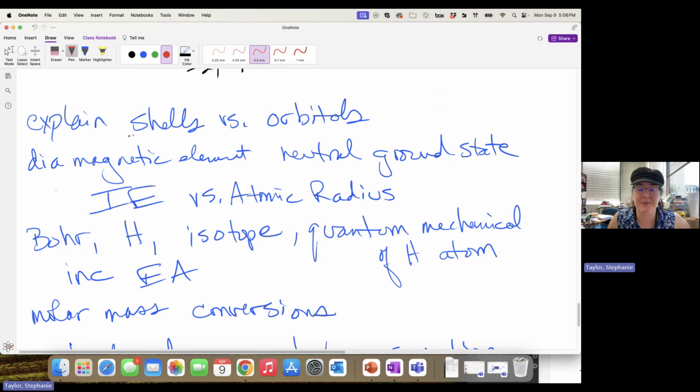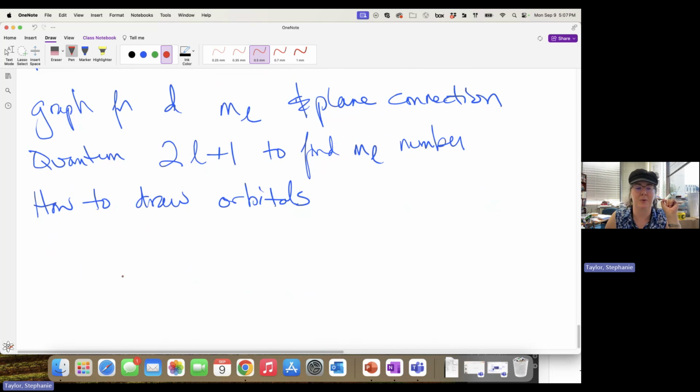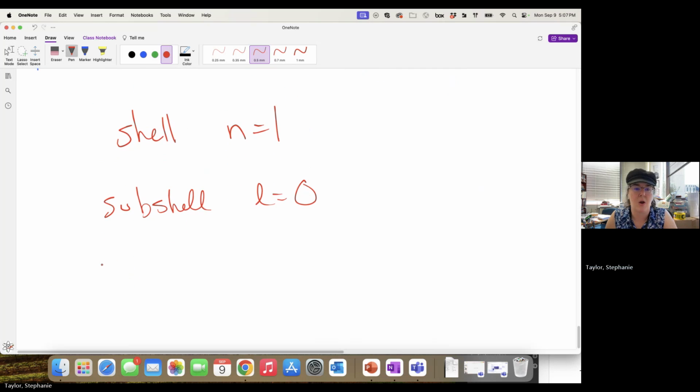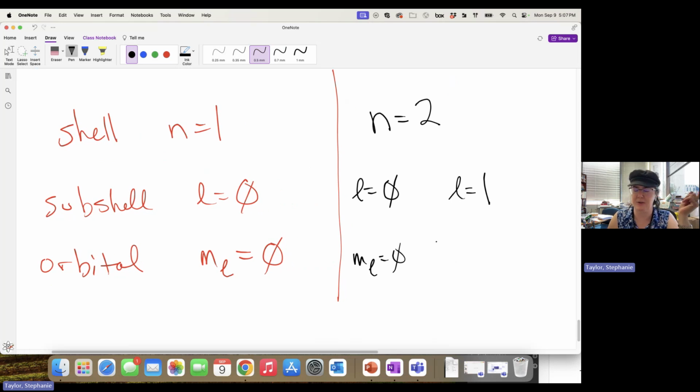Okay, shells versus orbitals. This is actually a really good question. So here's the game. Shell is for my value of n. Subshell is for my value of L. Orbital is for my value of m sub L. Let me give you a different example first. If n is equal to 2, I have 2 subshells, L of 0 and L of 1. When L is 0, I have one value of m sub L, which is 0. When L is 1, I have 3 values of m sub L: -1, 0, and +1.